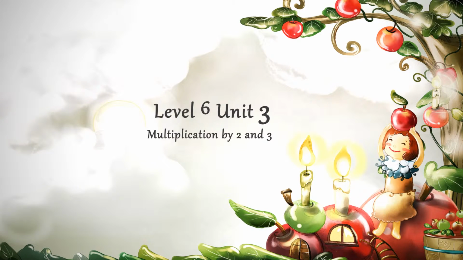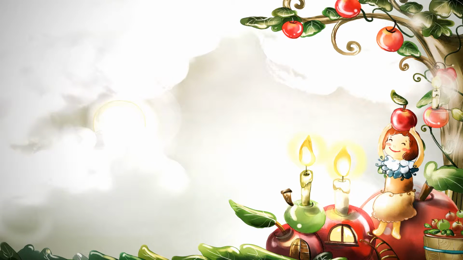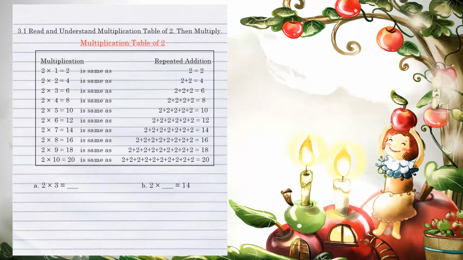Unit 3. We're looking at multiplication by 2 and 3. In 3.1, we have our multiplication tables of 2's. And the process is the same as with our 5's and 10's. If I have one group of 2, I'm going to have 2 as an answer. If I have two groups of 2, I'm going to have 4 as an answer. If I have 3 groups of 2, I'm going to have 6 as an answer, and so forth.